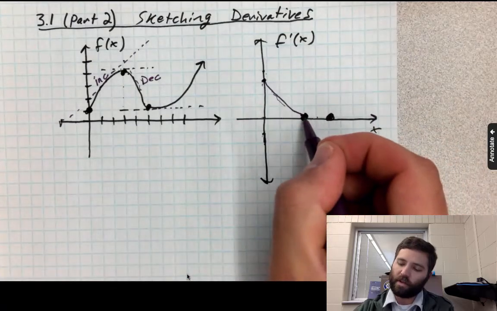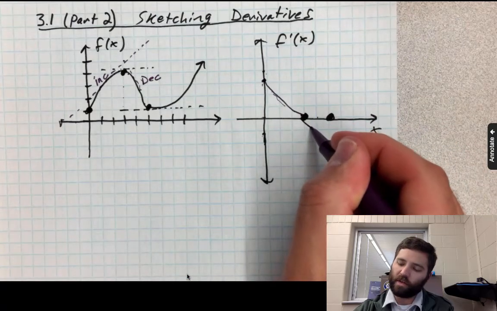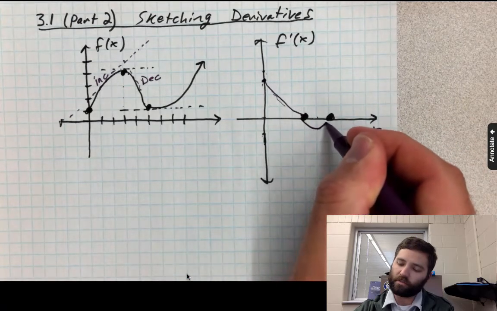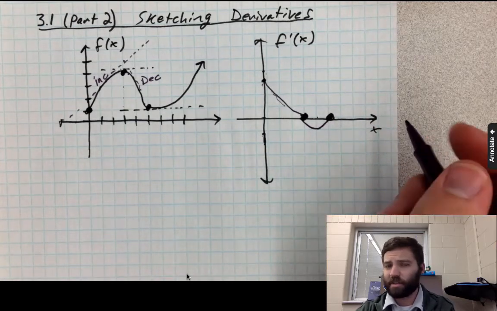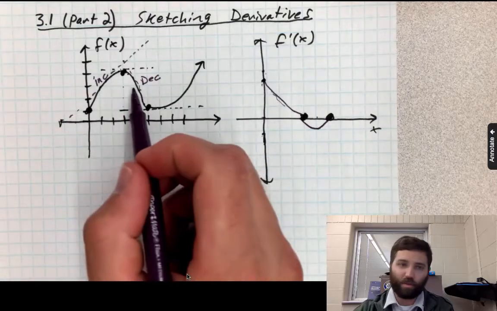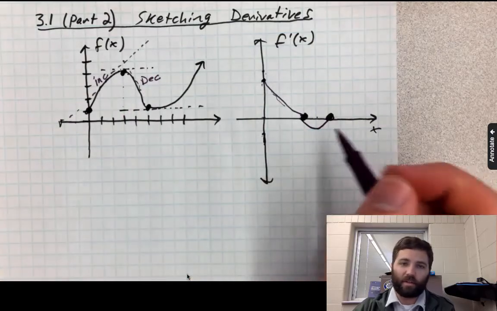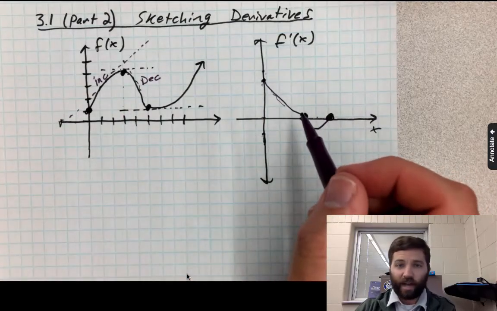So the derivative has to go below the x-axis. How far below? I don't know for sure. I don't really care that much actually. It doesn't get super steep, but it's not just flat either.